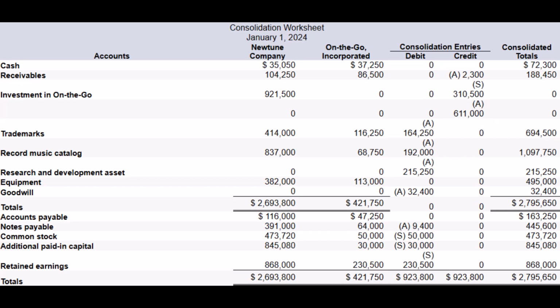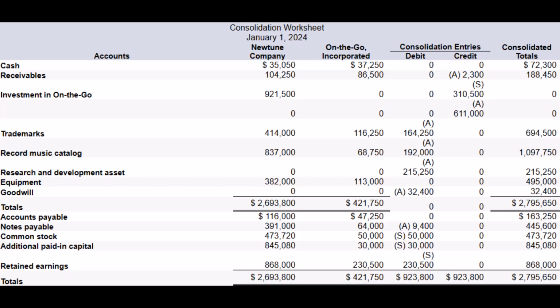And here is the most satisfying part of the worksheet. Look at the investment account row. We started with a balance of $921,500. Entry S credited it for $310,500, and Entry A credited it for the remaining $611,000. The result in the consolidated column is 0. This is our proof. The investment account has been fully eliminated and replaced by the underlying assets and liabilities of the subsidiary, recorded at fair value, along with goodwill.